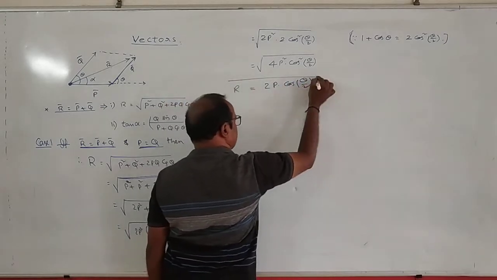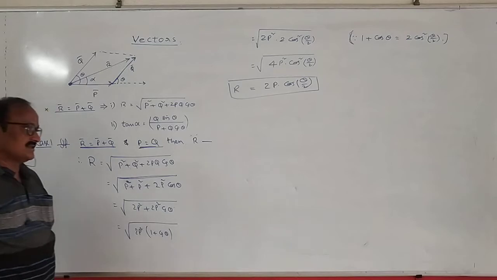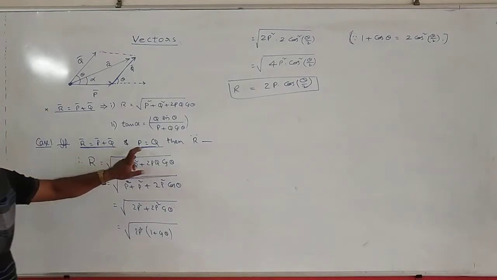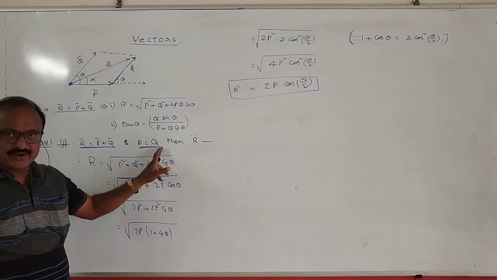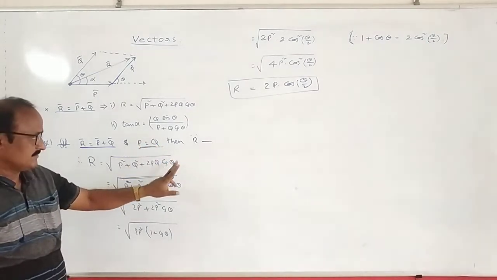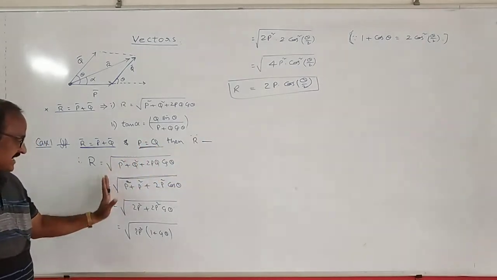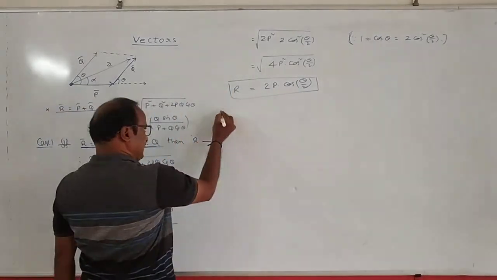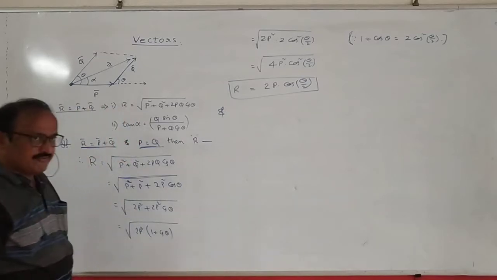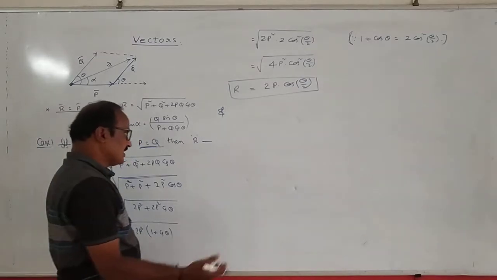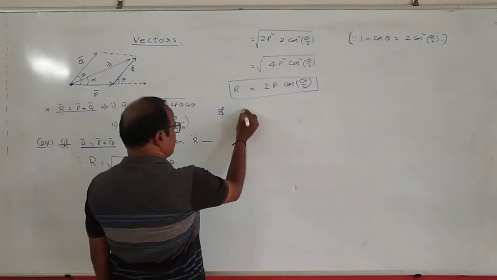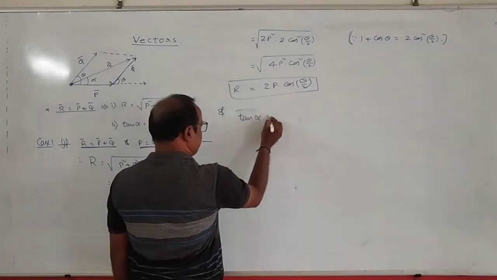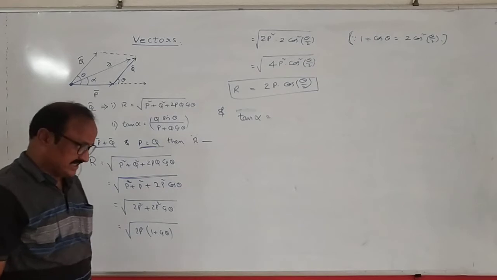So this is the formula for the resultant of two vectors. If R bar is equal to P bar plus Q bar and P is equal to Q, the magnitudes of the two vectors being the same, then the magnitude of the resultant is given by R is equal to 2P cos theta by 2. And also, how do we find the direction of the resultant? By knowing the value of tan alpha, we can decide the direction of the resultant.